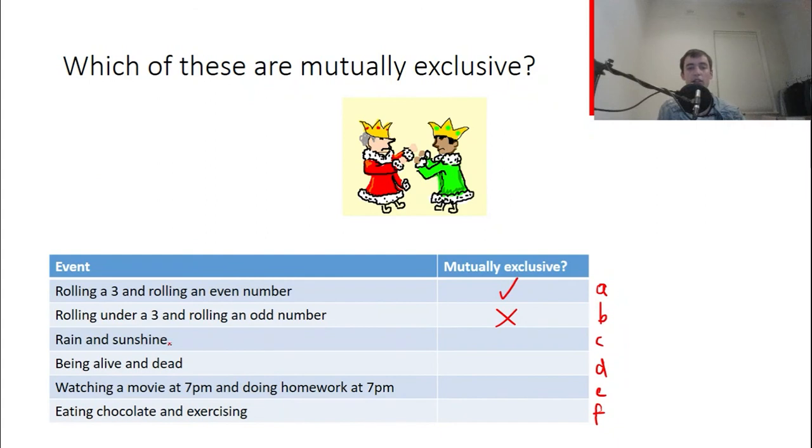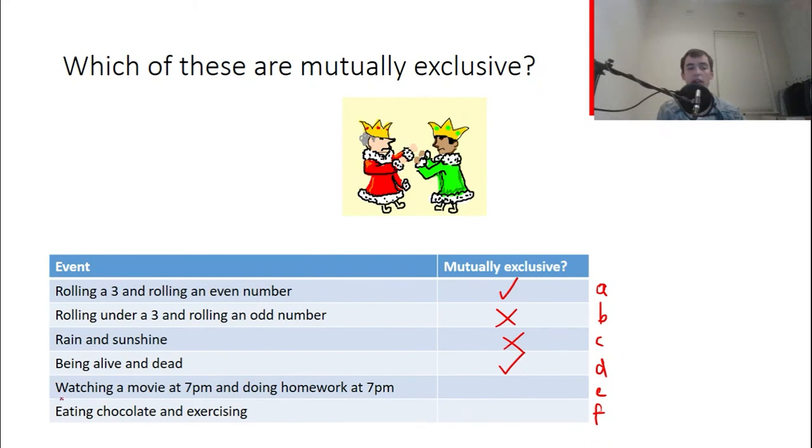Okay, rain and sunshine. Can you only have rain or sunshine, or can you have both? You can actually have both rain and sunshine. It could be a sun shower. So it doesn't have to be only one at a time, so it's not mutually exclusive. Okay, being alive and dead. Does it have to be either one or the other? It does actually. Well, you can't be alive and dead as far as I know. So that would be mutually exclusive.